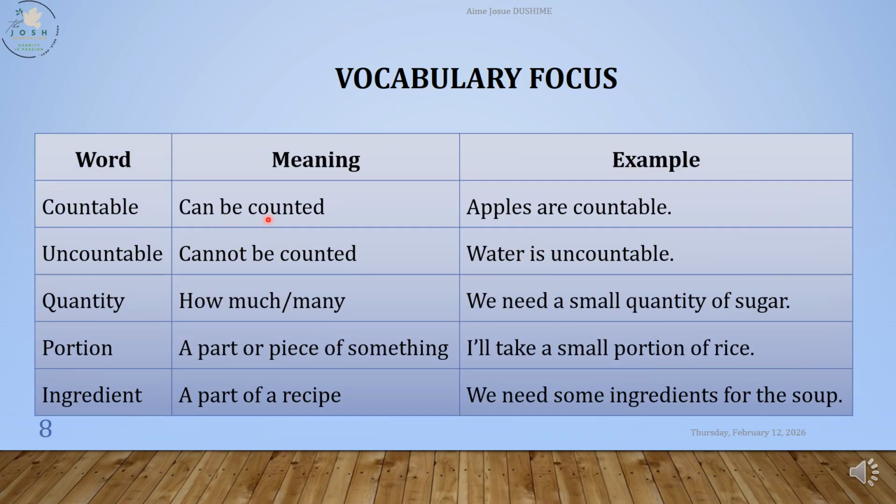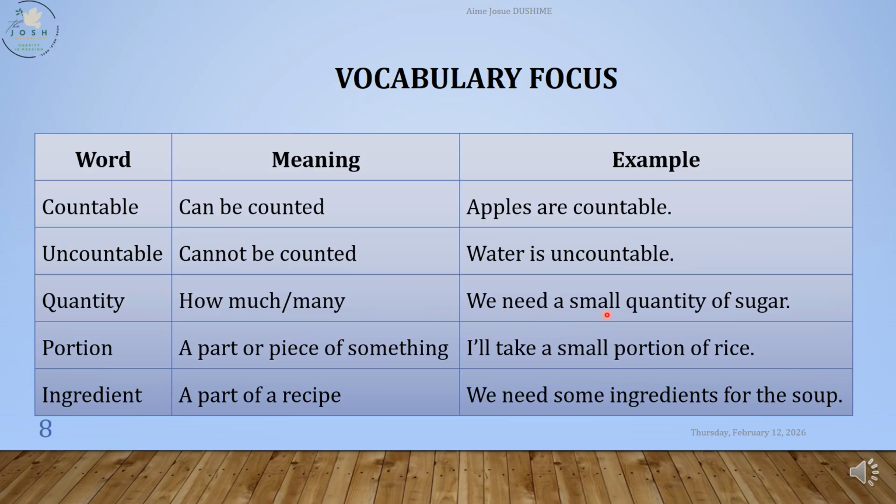Countable means that they can be counted like 1, 2, 3. Apples are countable. Uncountable, we cannot count them. Like water, you cannot count water and say this is 1 water, 2, 3. No. Unless you say 1 bottle or 2 bottles or 3 bottles. In that case you are counting bottles, you're not counting water. You're counting bottles of water but not water. Quantity, remember we ask how much for uncountable. We ask how many for countable nouns.